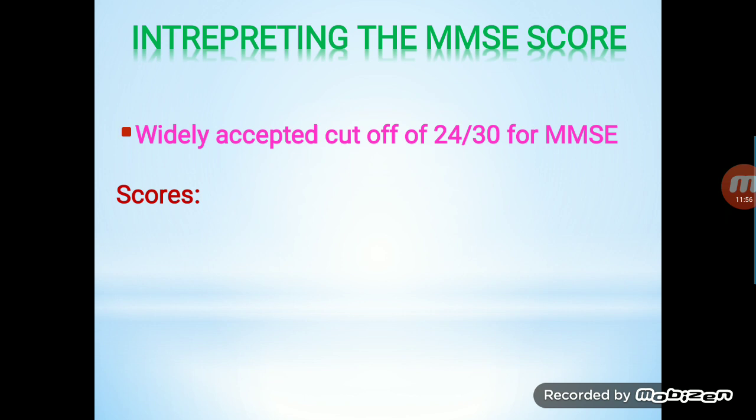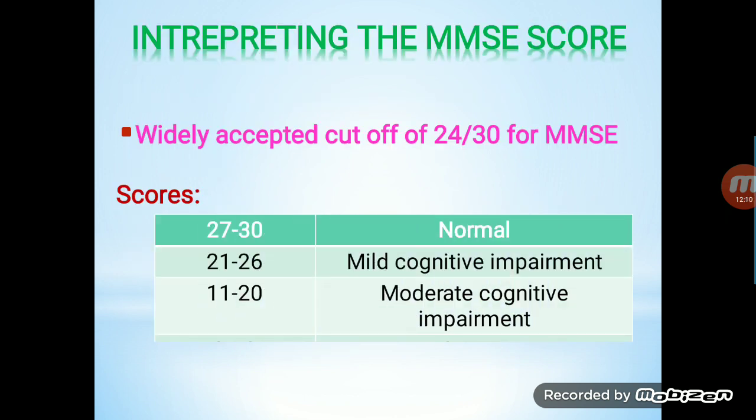So how do we interpret this MMSE score? The widely accepted cutoff point is 24 out of 30 for MMSE. So how do we do the scoring? If the patient scores 27 to 30, it is normal. If the patient scores 21 to 26, it is mild cognitive impairment. If the patient scores 11 to 20, then the patient is moderately cognitively impaired. And if the score is 10 to 0, then it is severely cognitively impaired.